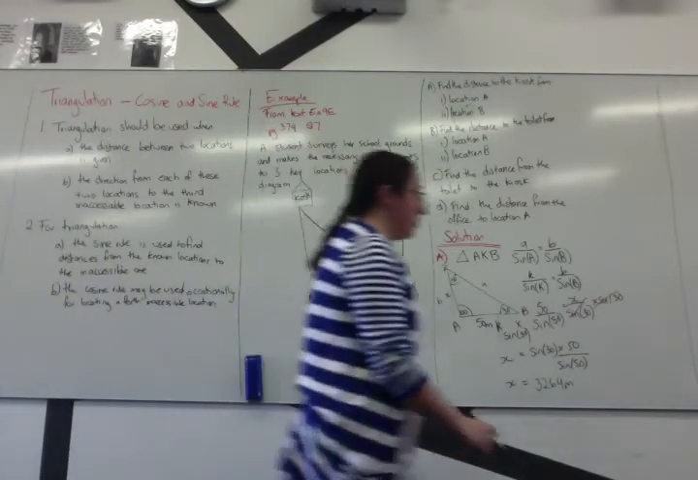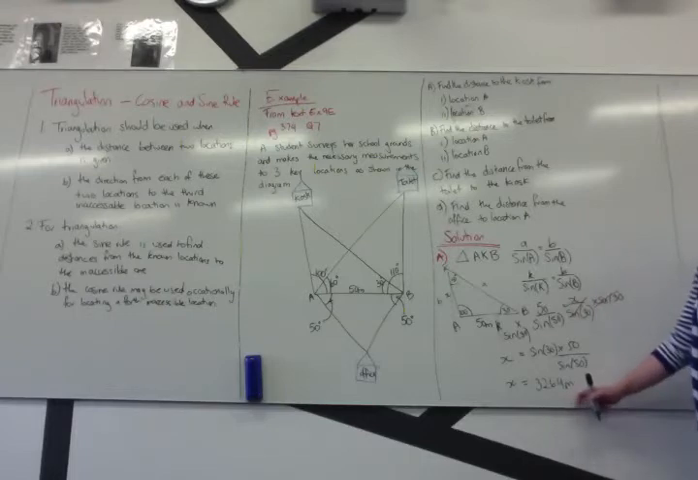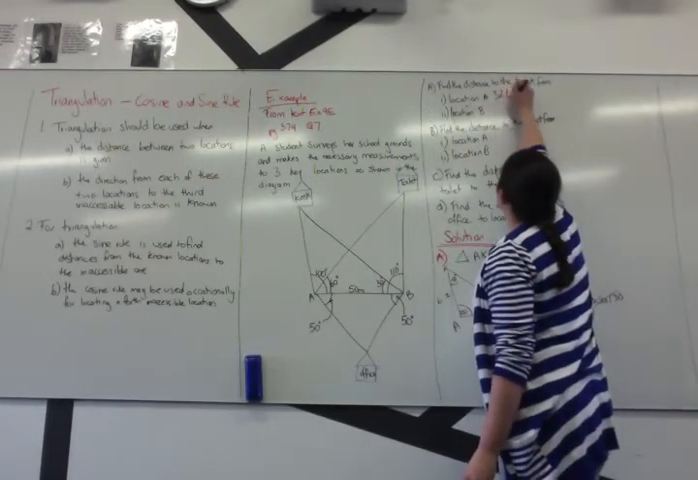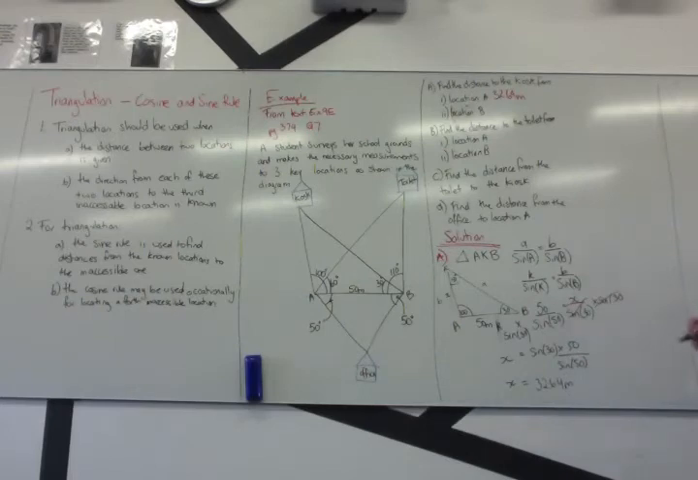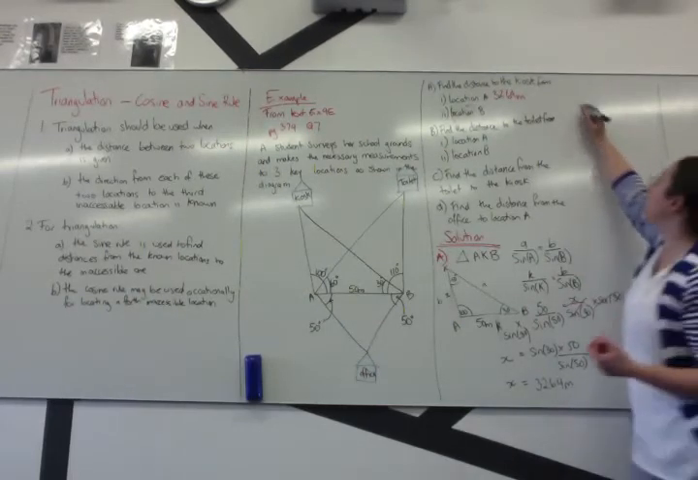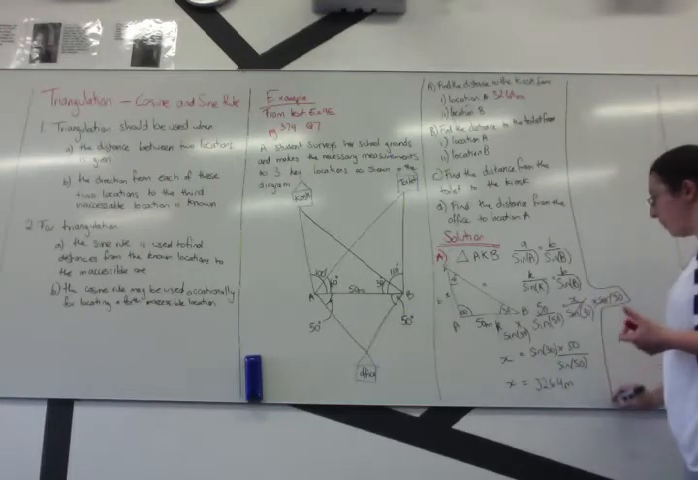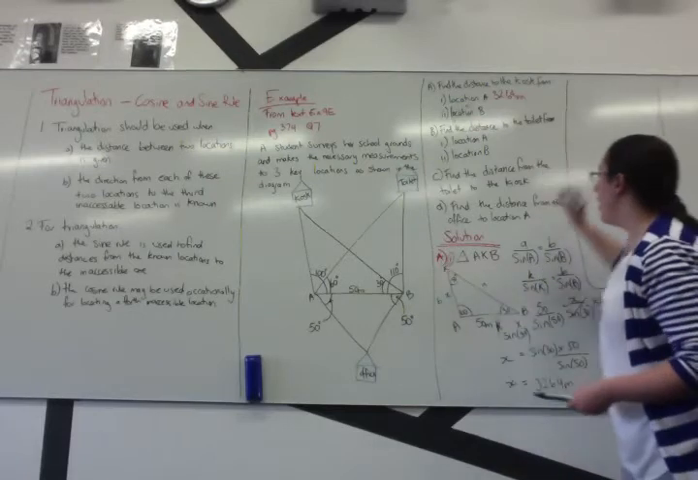Alright, so the distance from A to B is now 32.64 meters, and that's from our workings out that we just did. So now, I'm going to fit it in here. That was part 1.